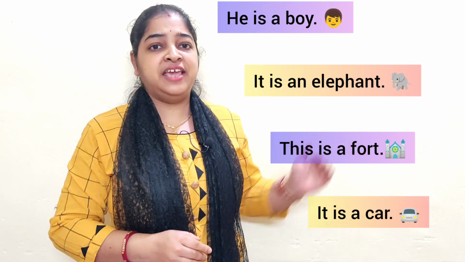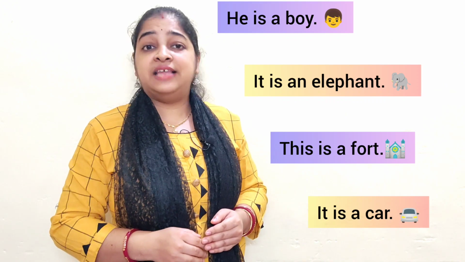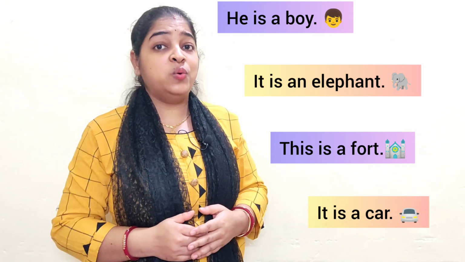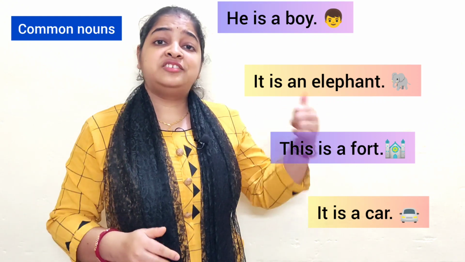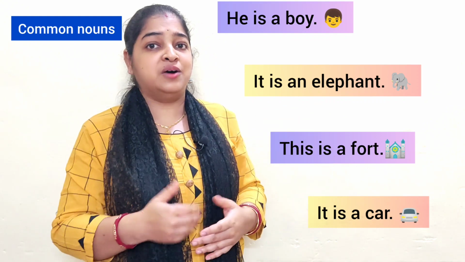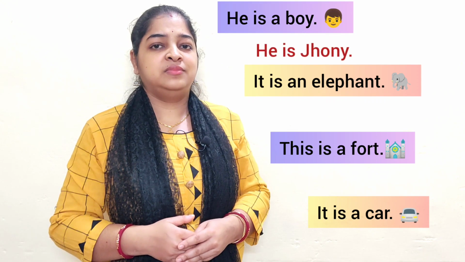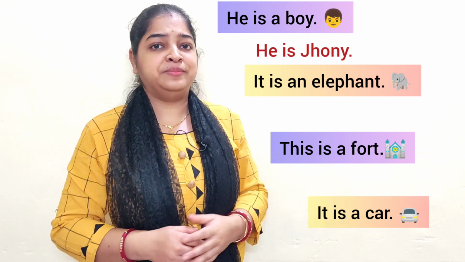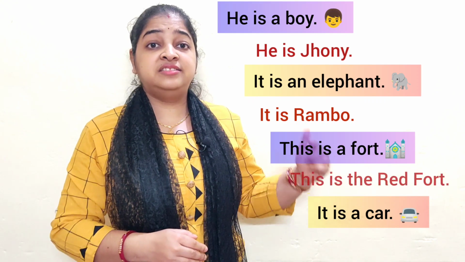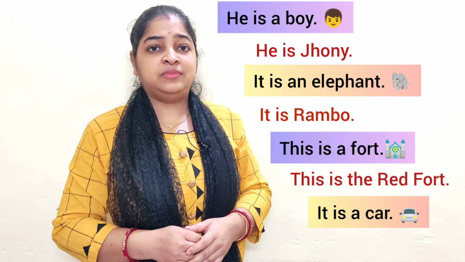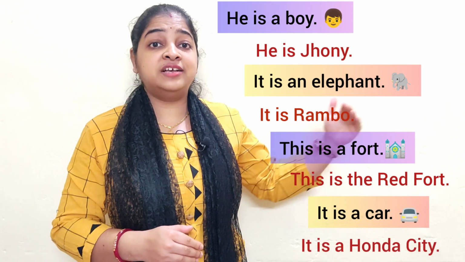But all these names are general names. That's why these names are known as common nouns. Now let's give special names to these common nouns. He is Johnny. It is Rambo. This is the Red Fort. It is a Honda City.